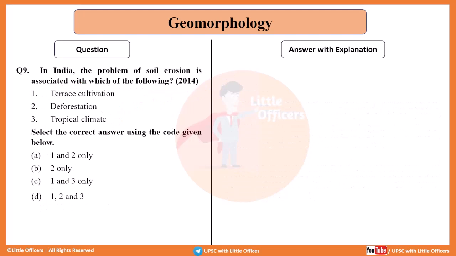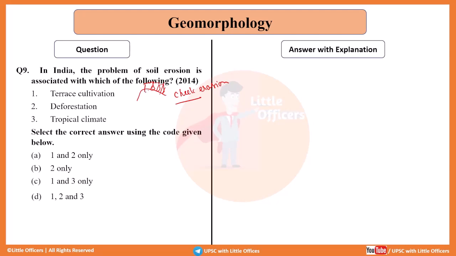In India, the problem of soil erosion is associated with which of the following? See, terrace cultivation is a type of cultivation which is done on the hill terraces in order to reduce or check erosion. Here we can have contour bunding, contour plowing, or even the terraces can be made step by step. You might have seen it in some movies, or if you have visited locations like Kerala, the Northeast, Darjeeling, you can see the hill slopes. They have made terraces, like creating the bunds, and they are cultivating there.